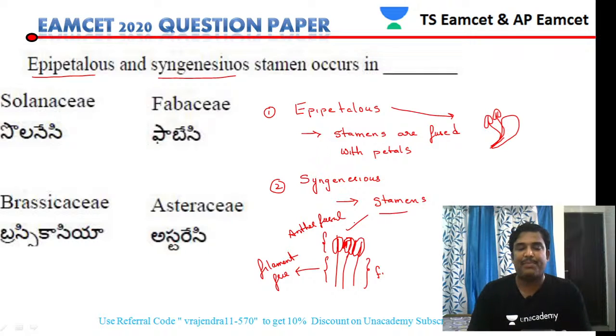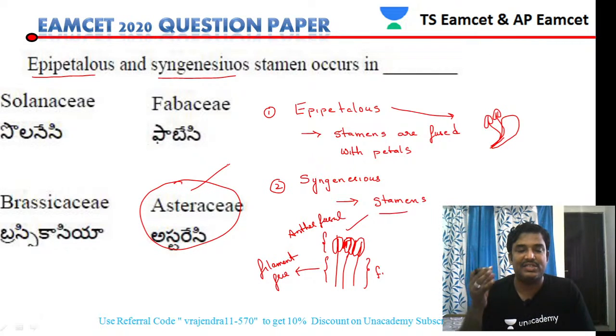Generally, in which type of members can we see the syngenous and epipetalous conditions together? We can see them in the Asteraceae members. Asteraceae members generally exhibit epipetalous and syngenous stamens. Both conditions are observed in family members like Asteraceae.